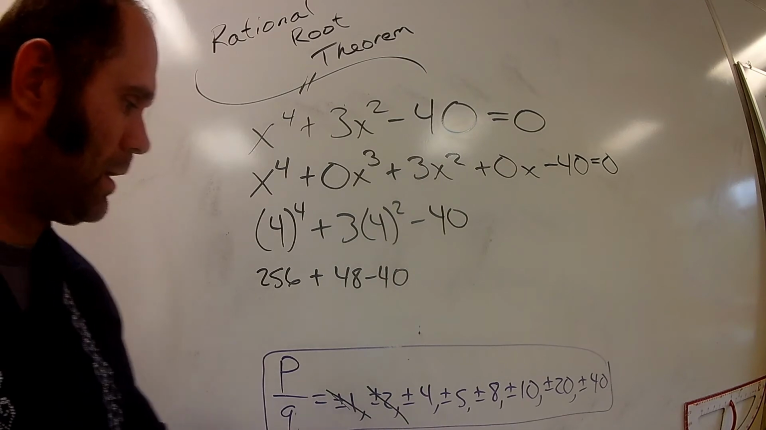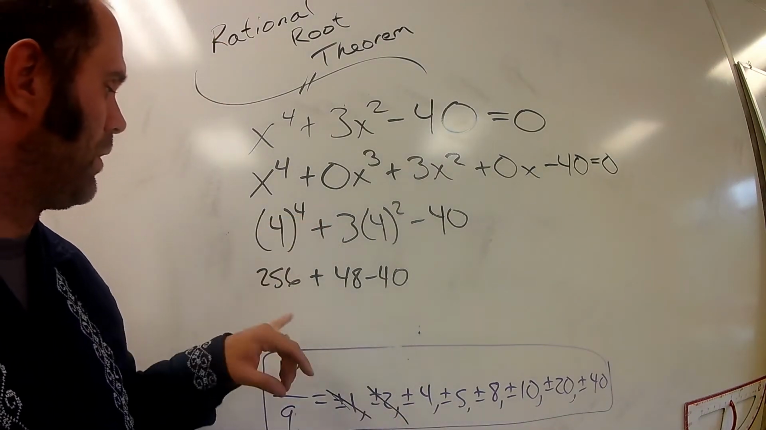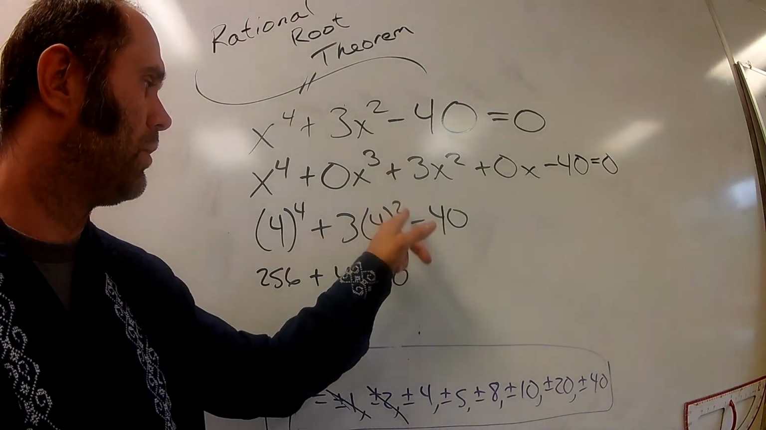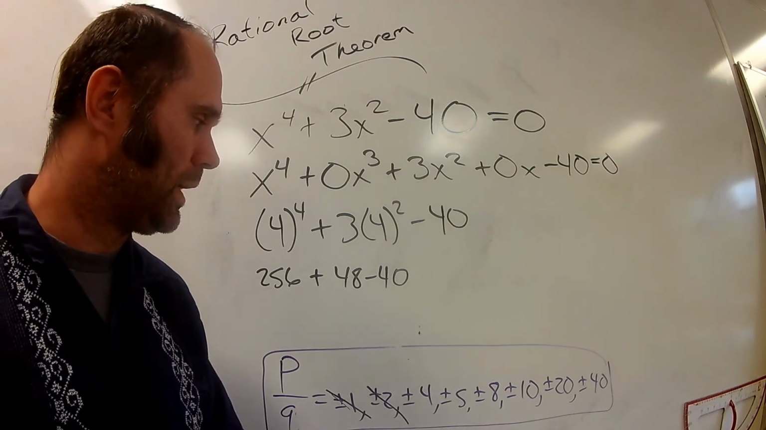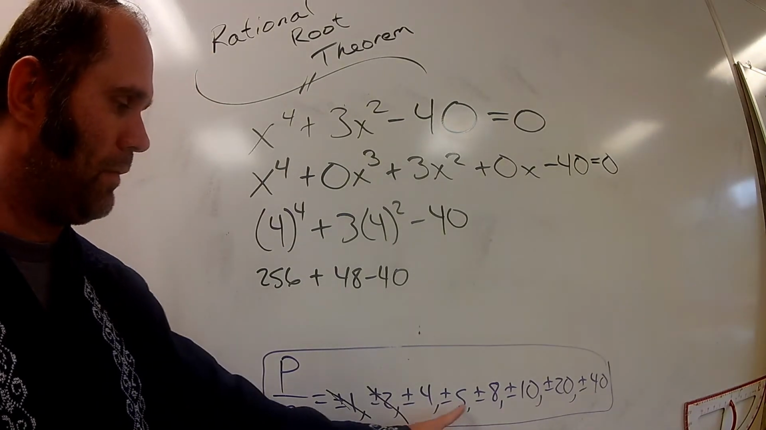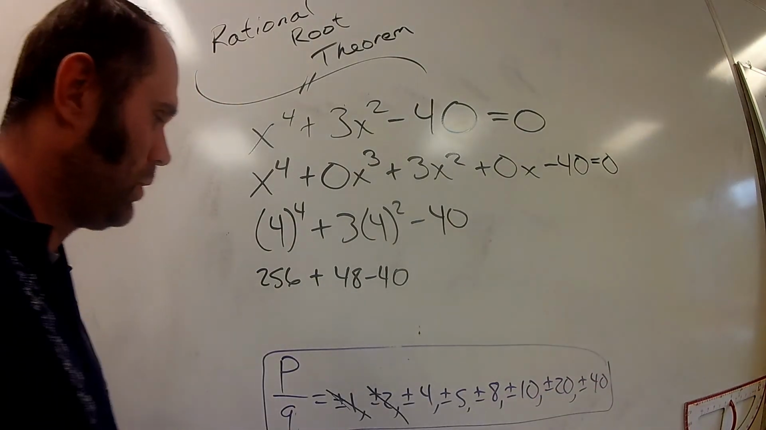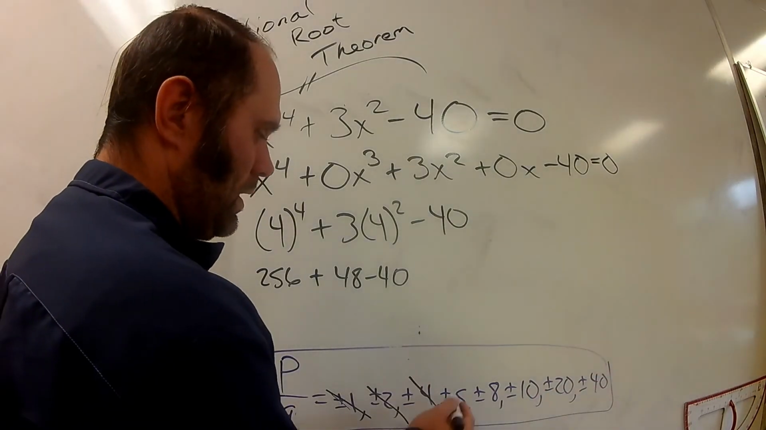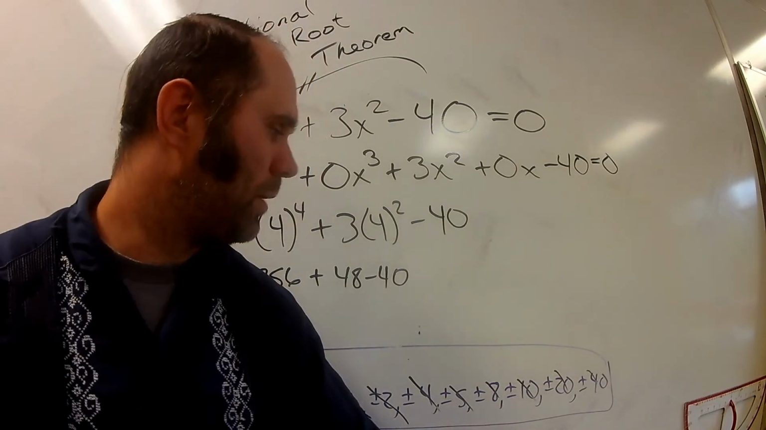So I think we can say with very strong surety that none of these numbers are going to work because the negative 4 to the 4th is 256 and negative 4 squared times 3 is 48. So it's still going to be way too big of a number. And then 5 is just growing, so it's getting bigger and bigger and bigger. So we know that none of these work, and we don't have to test them all. We're able to stop here.